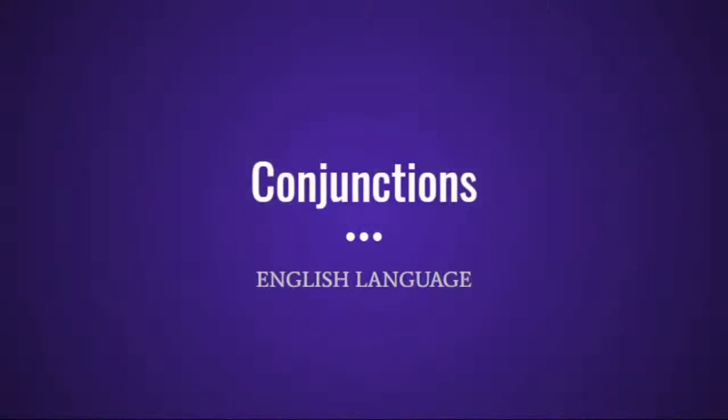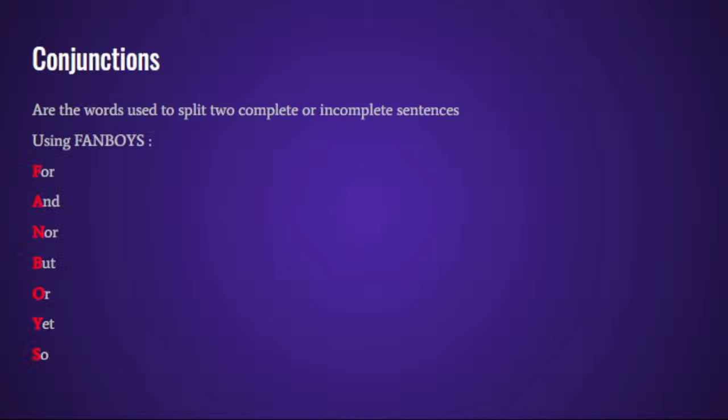And now, next is conjunctions, all about conjunctions. What we know about conjunctions is that conjunctions are the words we use to join two complete or incomplete sentences using the FANBOYS, such as for, and, nor, but, or, yet, and so, which is what FANBOYS stands for.